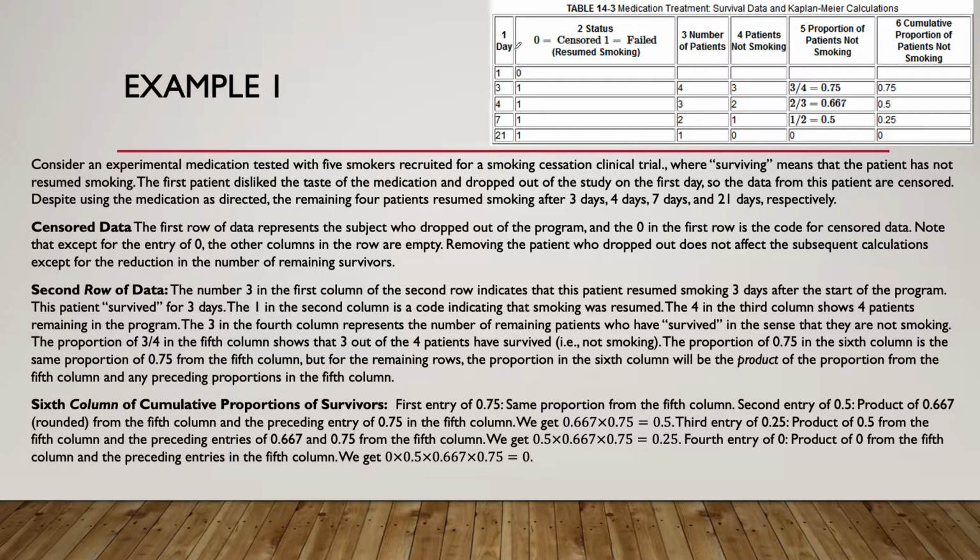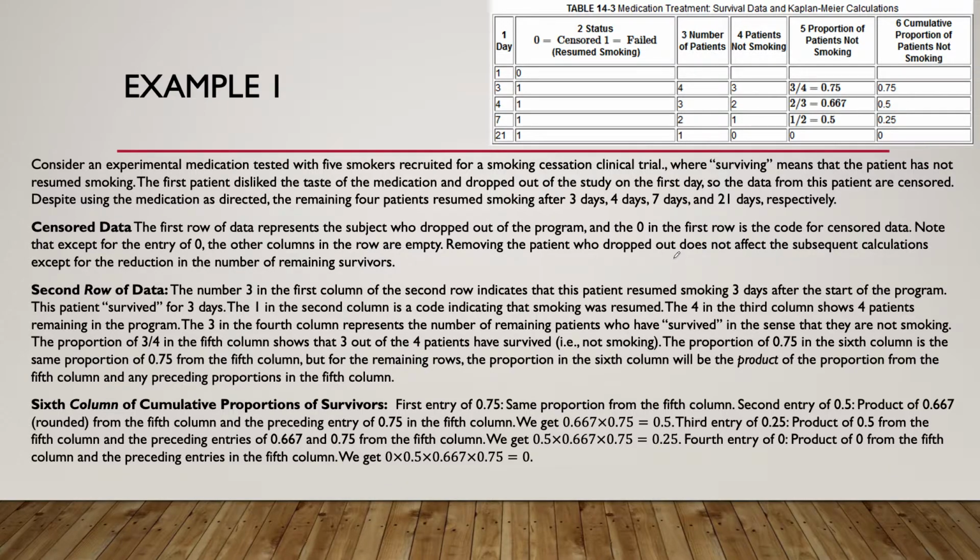The second row of the data, so starting here with 1 day, here being number 3. The number 3 in this first column of the second row indicates that this patient resumed smoking 3 days after the start of the program. This patient survived for 3 days. The 1 in the second column is a code indicating that smoking was resumed. The 4 in the third column shows 4 patients remaining in the program.